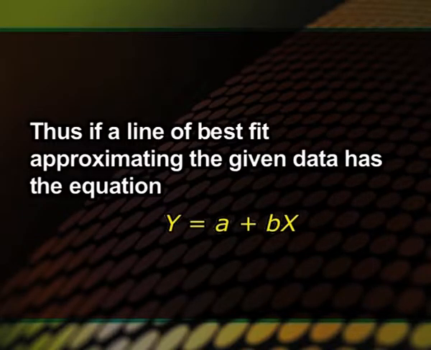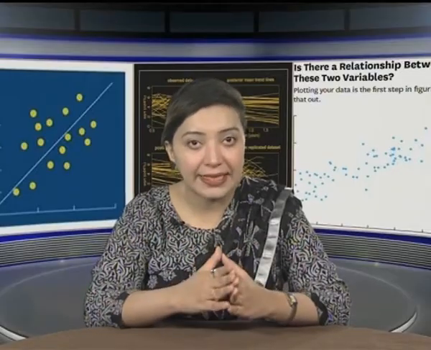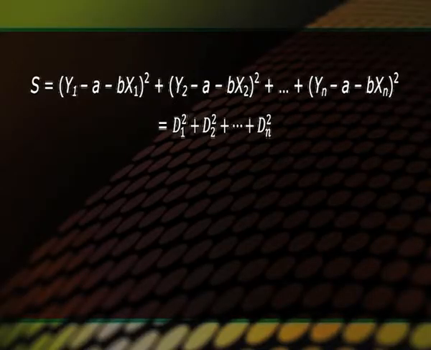Thus, if a line of best fit approximating the given data has the equation y equals a plus bx, then the method of least squares requires that we determine constants a and b so as to minimize the distance S. So S equals (y1 minus a minus bx1) the whole squared, plus (y2 minus a minus bx2) the whole squared, and so on till (yn minus a minus bxn) the whole squared.